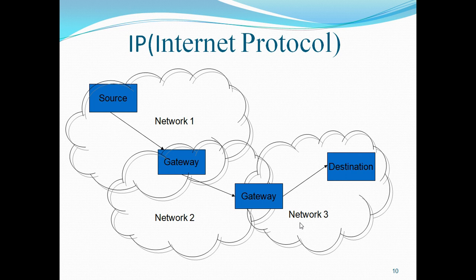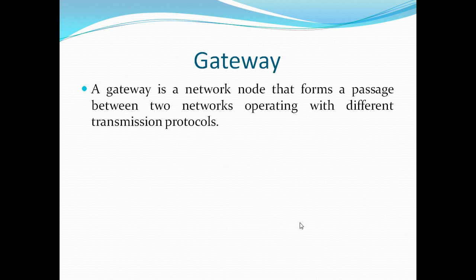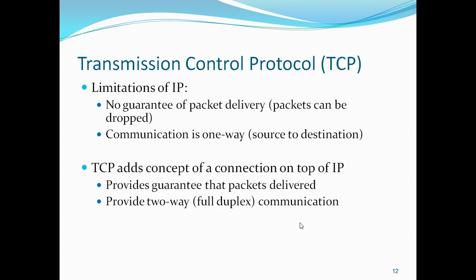The data from the source in network 1 will pass to network 2 through the gateway, and it will reach network 3 through the gateway, and then reach the destination present in network 3. So this is how data is transferred if a source and a destination are present in different networks. That means the gateway plays an important role here. So what is meant by gateway? A gateway is a network node that forms a passage between two networks operating with different transmission protocols.